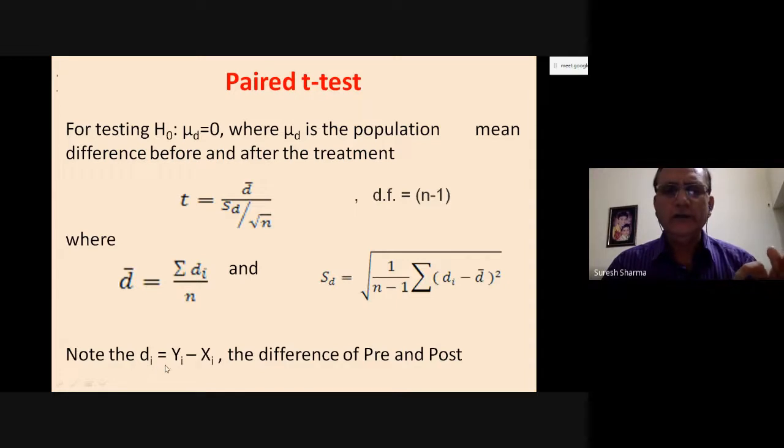D1 will be y1 minus x1, it will be a single value. D2 will be y2 minus x2, it will be a single value. And for those di values, you compute d bar, and you compute the standard deviation of the differences. Then t is nothing but d bar divided by the standard deviation of the differences divided by root n. Apply this formula. This again has a t distribution with n minus 1 degrees of freedom, right?